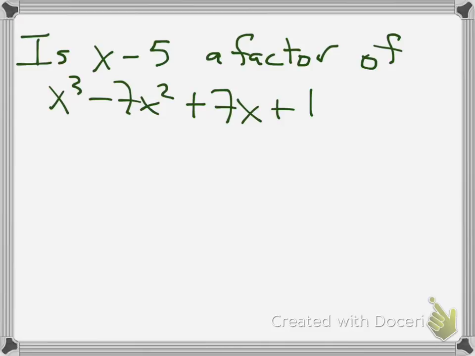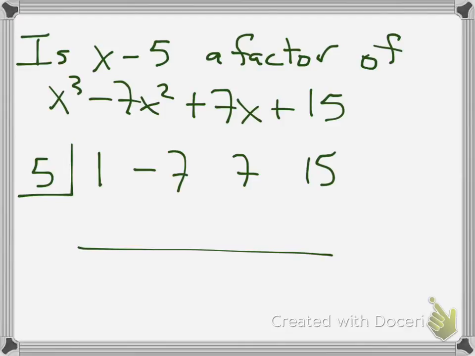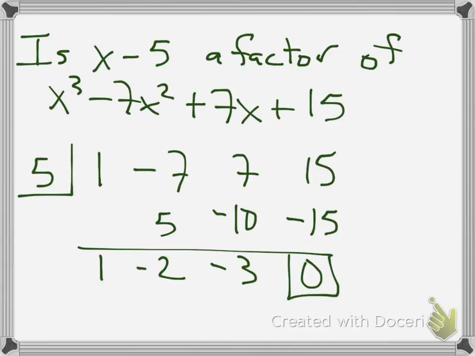Is x minus 5 a factor of x cubed minus 7x squared plus 7x plus 15? Well, the neat part about this is that I can do synthetic division, and you can see me going through the synthetic division here. If I get a remainder of 0, I know x minus 5 is a factor. So that means x minus 5 times whatever would have given me this polynomial.